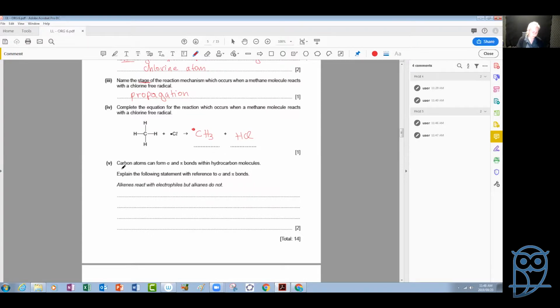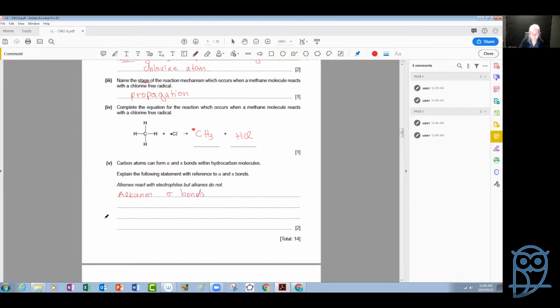The next question: carbon atoms can form sigma and pi bonds in hydrocarbon molecules. Explain the following statement with reference to sigma and pi bonds: alkenes react with electrophiles, but alkanes do not. So we need to say, first of all, what is the difference between alkanes and alkenes? All the bonds in the alkanes are single bonds. In other words, they're sigma bonds.